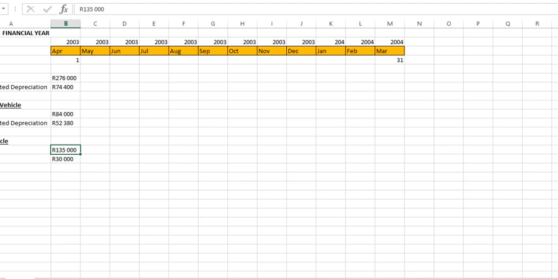So what we need to do is we first need to record everything relating to the disposal of this vehicle, and then at the year end on the 31st of March 2004 we need to record the depreciation for the year.